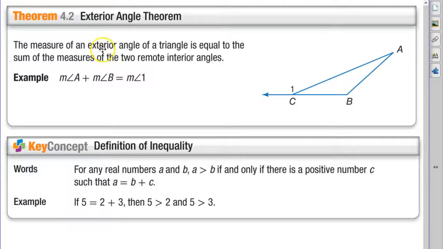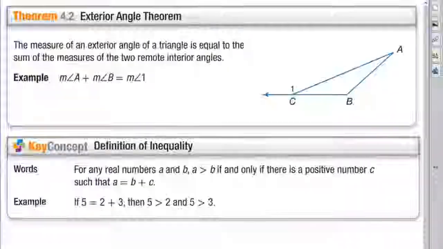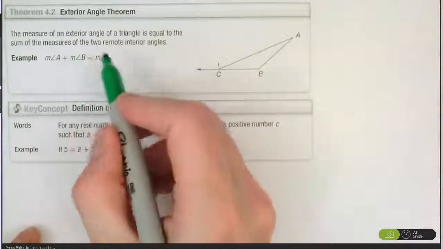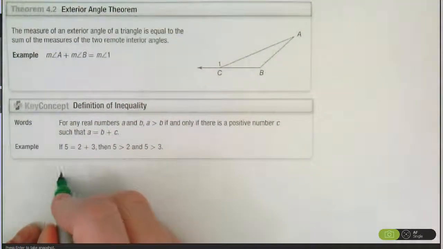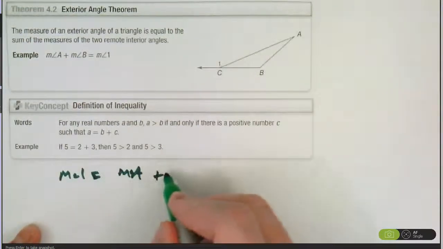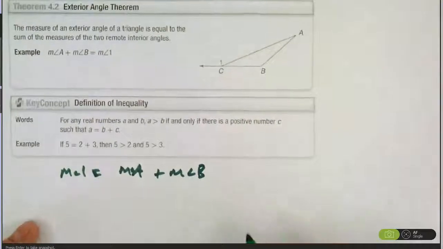Now, the question was about the exterior angle theorem. What the exterior angle theorem said in section 4.2, I think it was, is that the two remote interior angles, A and B, to the exterior angle, which is angle 1, add up to be angle 1. Now, here's the important part of this. Since A plus B equals the measure of angle 1, I could say the measure of angle 1 equals the measure of angle A plus the measure of angle B.